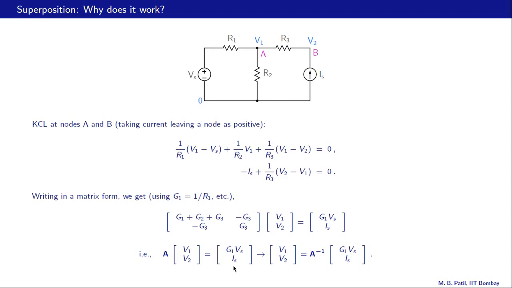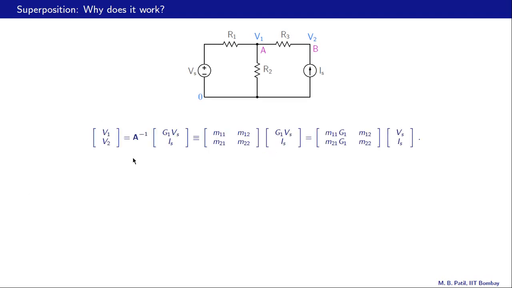And from this matrix equation, we can obtain V1, V2 as A inverse times our RHS vector. So here is our V1, V2, A inverse times our RHS vector. Let us now write A inverse as this 2 by 2 matrix M11, M12, M21, M22, and let us bring this G1 inside this matrix now, and we do that by multiplying M11 and M21 by G1. So finally our V1, V2 is given by this matrix multiplied by this column vector, which consists of the two source terms Vs and Is.